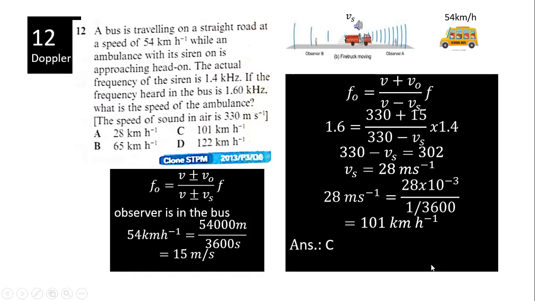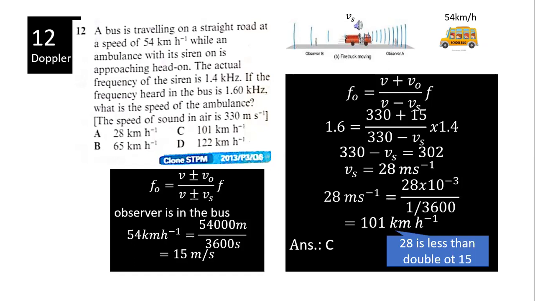Okay, anything not clear? Friday we'll start a new topic, optics, unless you've got questions to ask. No, so far no. Okay.